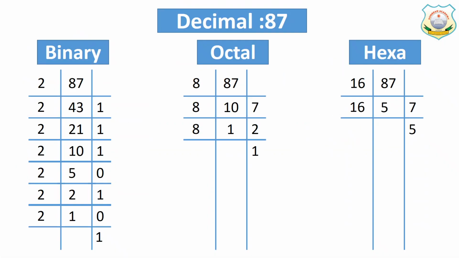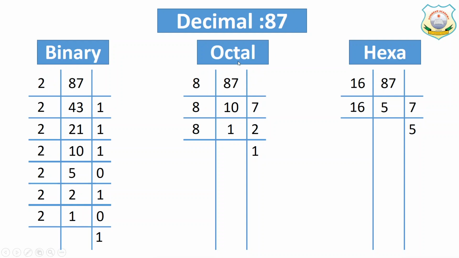So children, for example, if the decimal number is 87, I want to convert this 87 into binary. How am I going to do that? I'm going to keep on dividing, consecutively divide the number by 2. Why 2? Because the base value is 2. The base for binary is 2.